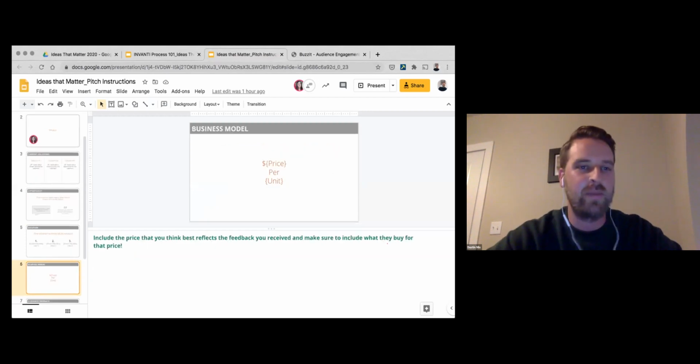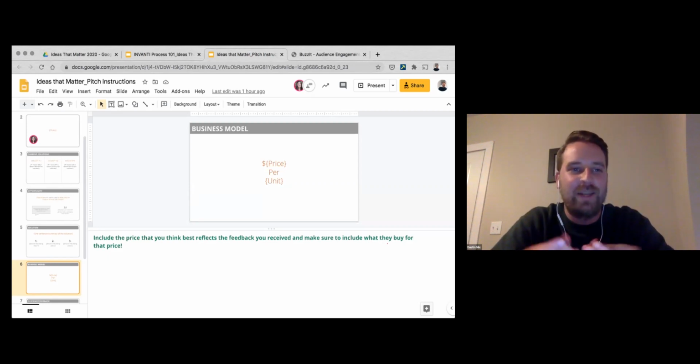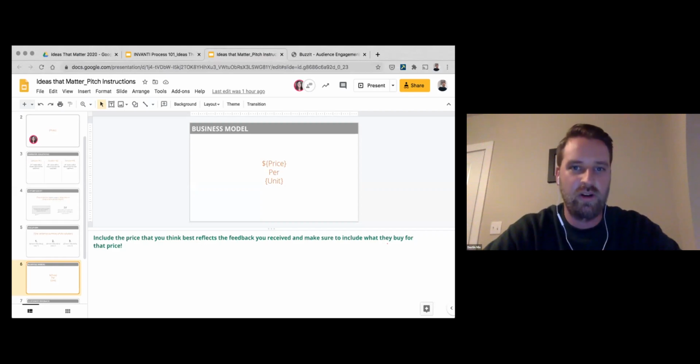You're going to tell us how you make money. So this is the solution we provide. Here's how we make money. Basically, here's the price we charge, and here's what we deliver for that price. Don't forget this part. Don't forget the unit. A lot of people will put, here's what we charge, but make sure you tell us for what. Like, what does the person get in exchange for that price?